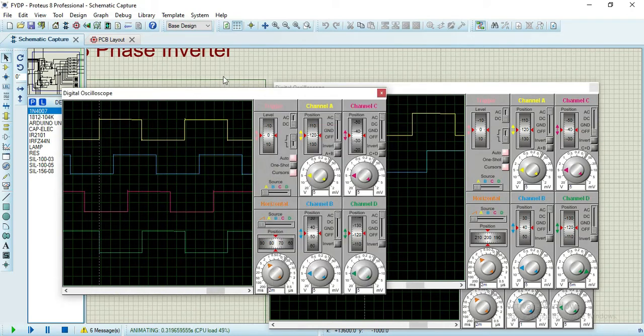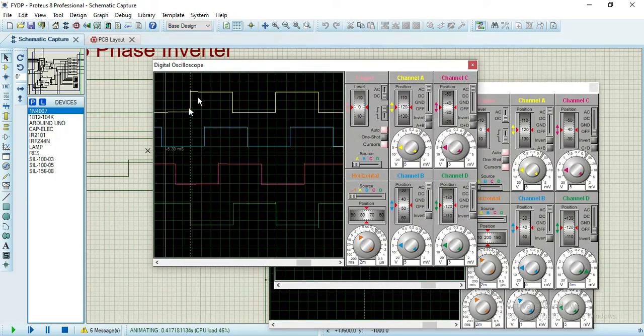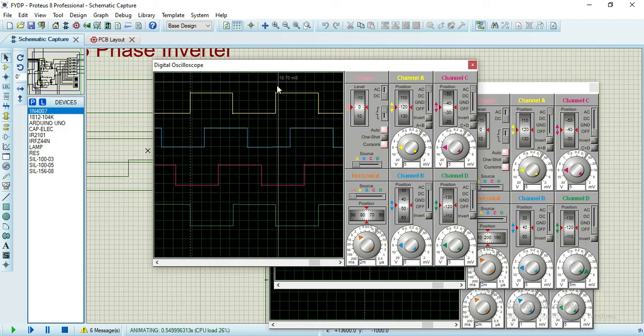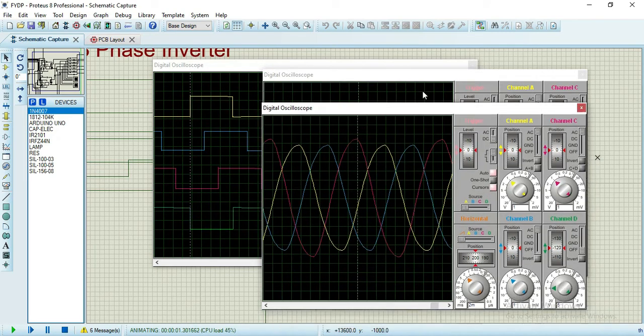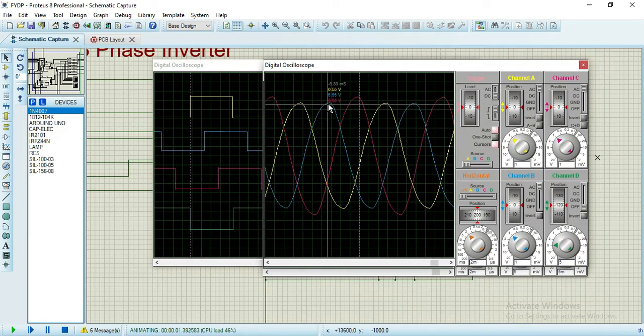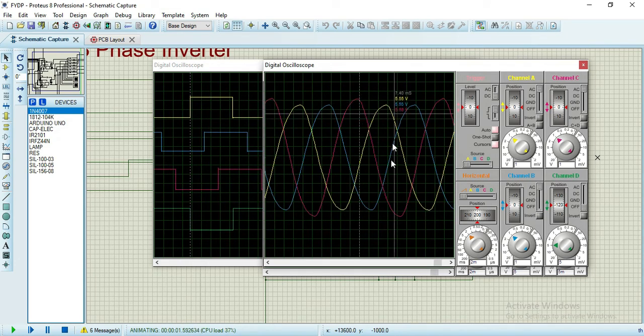These are my six steps which I have generated from the Arduino, but my peak to peak voltage is approximately 10 to 12 volts, right? Now you can see here the three phase. So this peak to peak voltage is 12 volts.